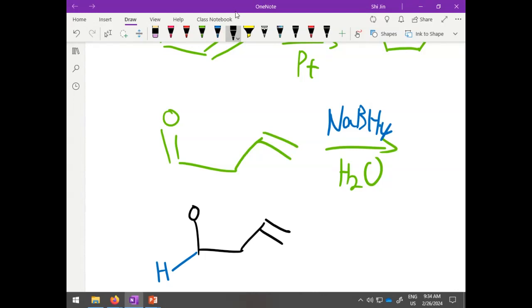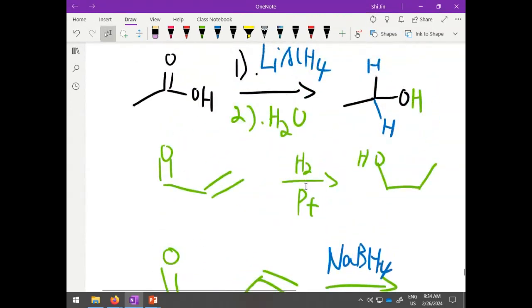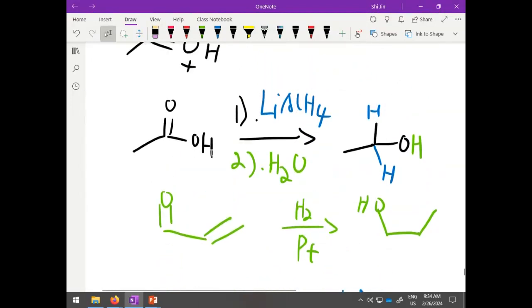So that's the special feature of the metal hydride reducing agents. Any questions so far? Yes. The structure, yeah, the one that's reacting with the lithium aluminum hydride. Why is it 2 O's in the bottom? Well, why is it 2 O's?